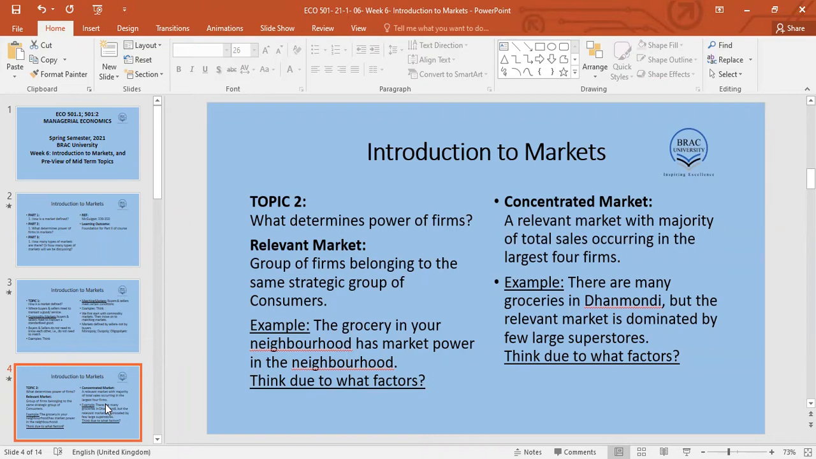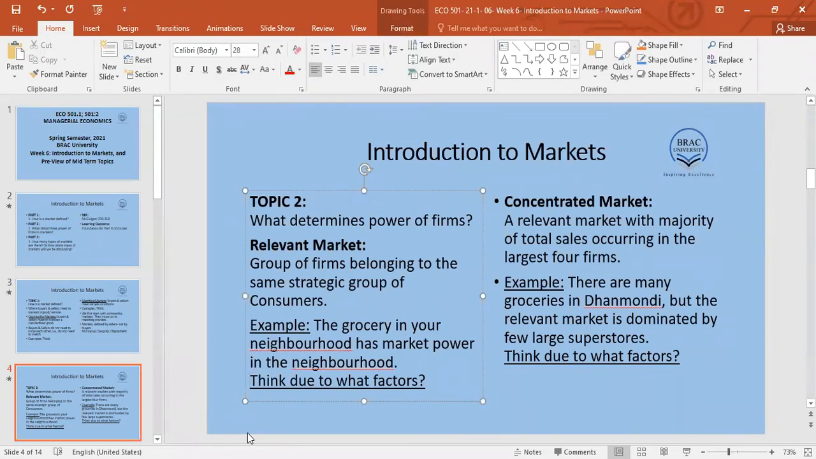So what we will be interested in is what are the factors that determine market power in a relevant market for a firm? Next one, this is also another example that we can give with the grocery shop, a concentrated market. Now, I live in Elephant Road, in the Cat's Eye building, and just opposite of my house is Multiplan. So in our goli, there are two or three grocery shops.